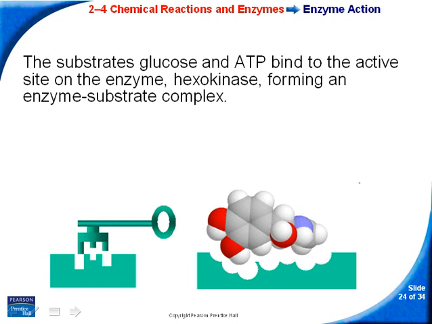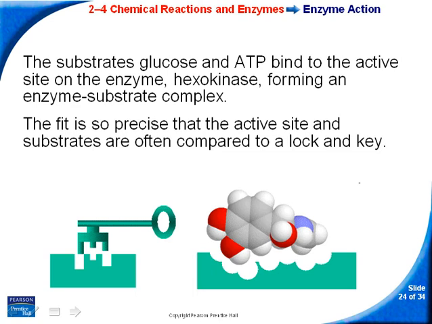And so this is just an example of glucose and ATP binding to the enzyme hexokinase, forming an enzyme substrate complex. The shape of the enzyme is so precise that it fits the active site so well that it's often compared to a lock and key. The enzyme is not going to work in other reactions because it's constructed in such a way that it will only fit a certain active site. There would only be one key to each lock.